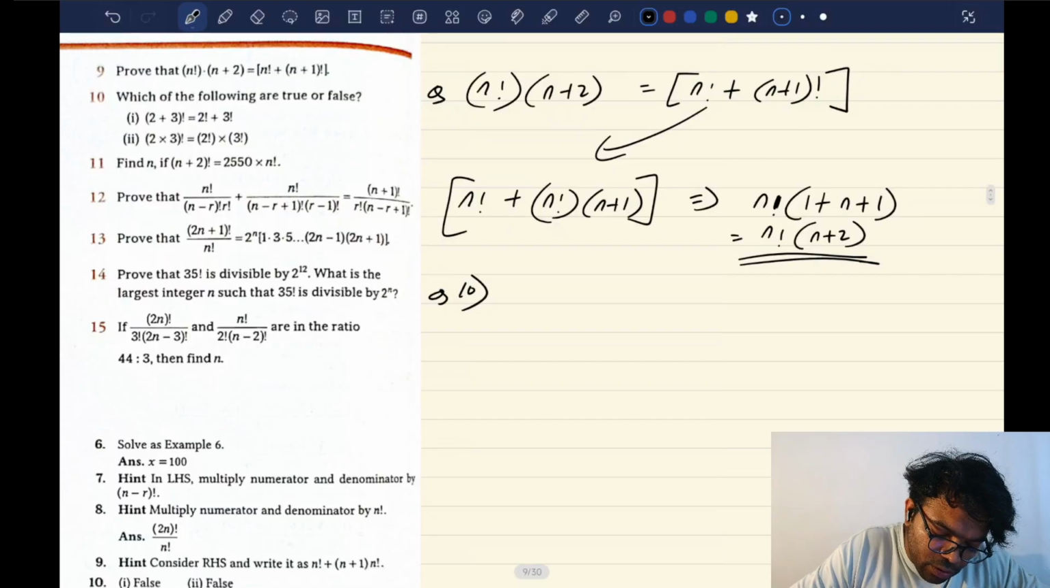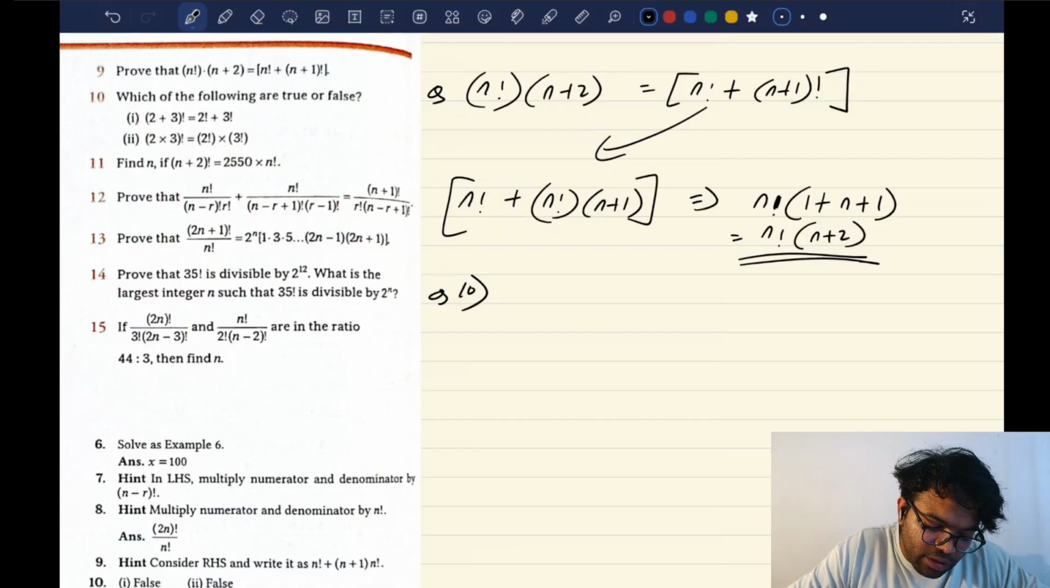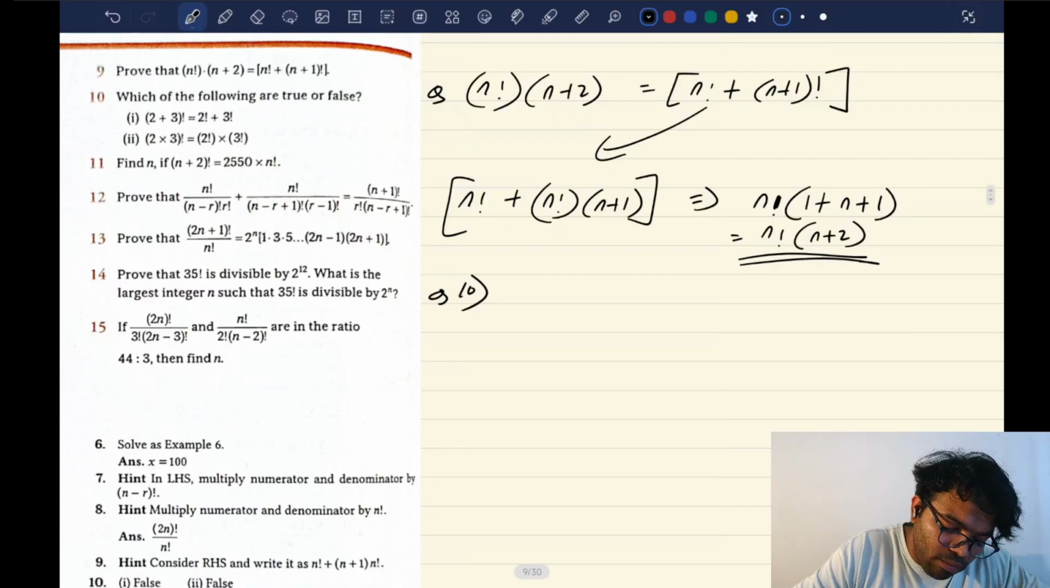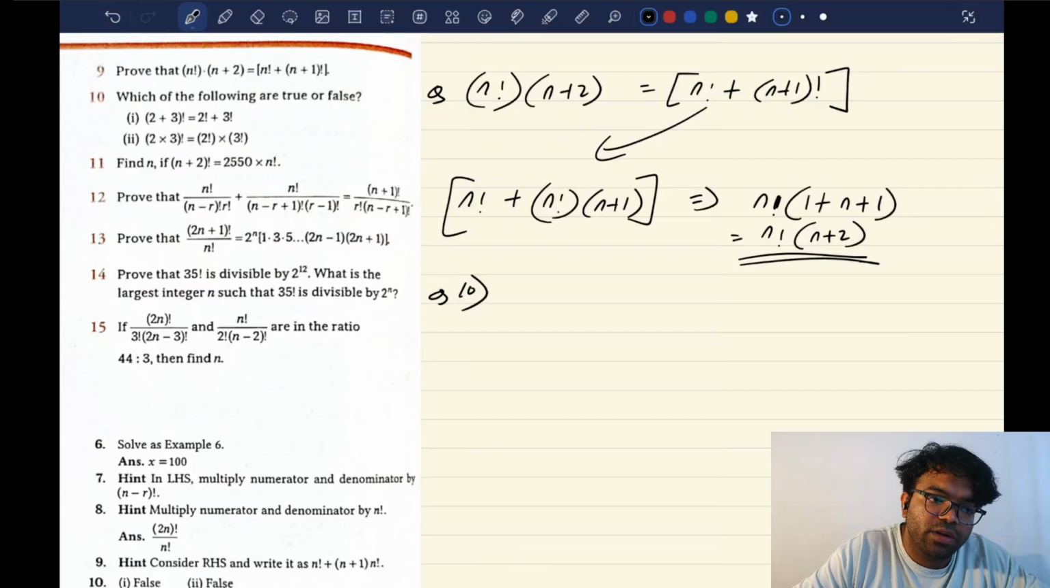Now, question number 10. Which of the following are true or false? 2 plus 3 factorial is equal to 2 factorial plus 3 factorial. Is this correct? No. What is 2 plus 3 factorial? 5 factorial is 120. What is 2 factorial? 2. What is 3 factorial? 6. 2 plus 6, that is 8, not 120.